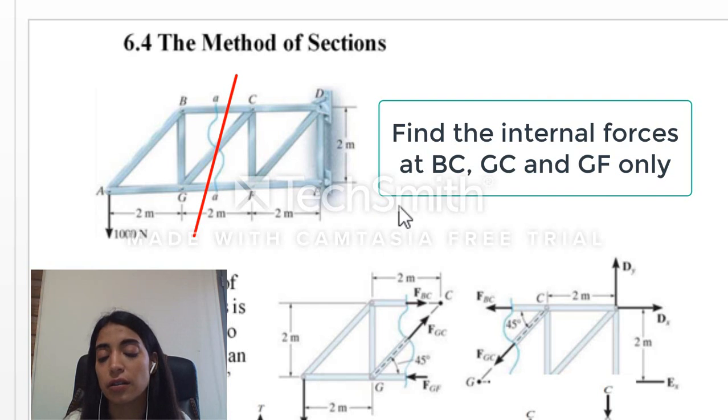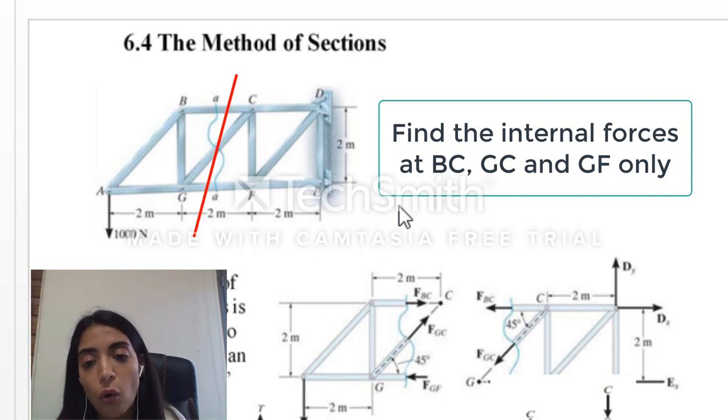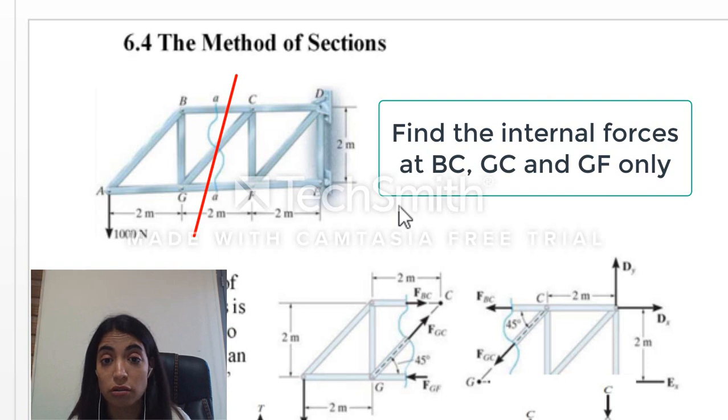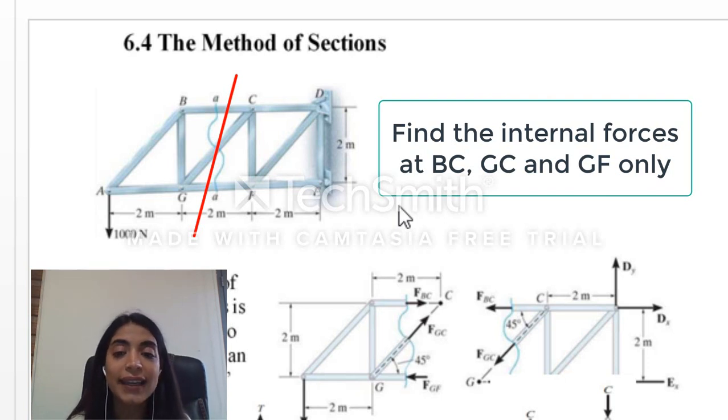So how to do this? I can, of course, go to the method of joints, find these forces, start with a joint that has the least number of unknowns, then go to the second joint, and so on until I can find all these internal forces. However, in the method of sections, I can make a section that will allow me to show the internal forces.